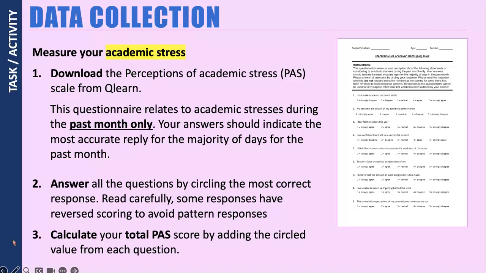The minimum score that someone could achieve on this would be 18 because there are 18 questions, and if they circled strongly disagree for each one, their score would be 18. The maximum score that someone could have would be 18 multiplied by 5. Please stop the video now and calculate your total score. When you are ready, return.